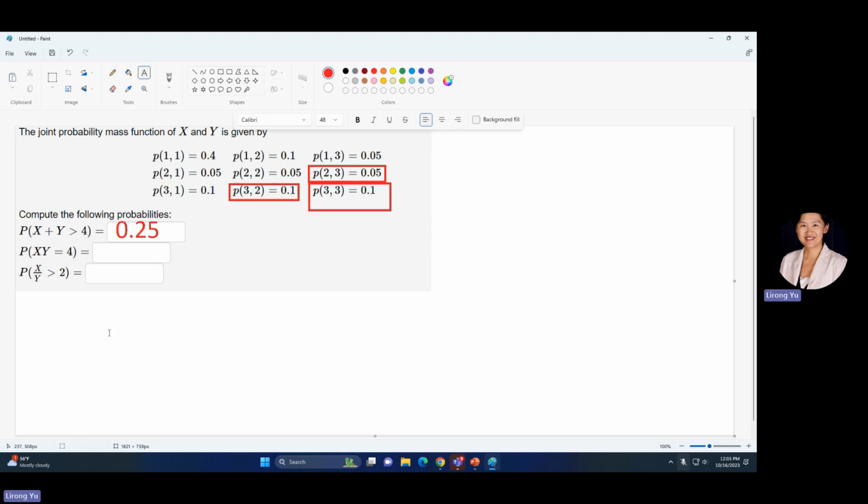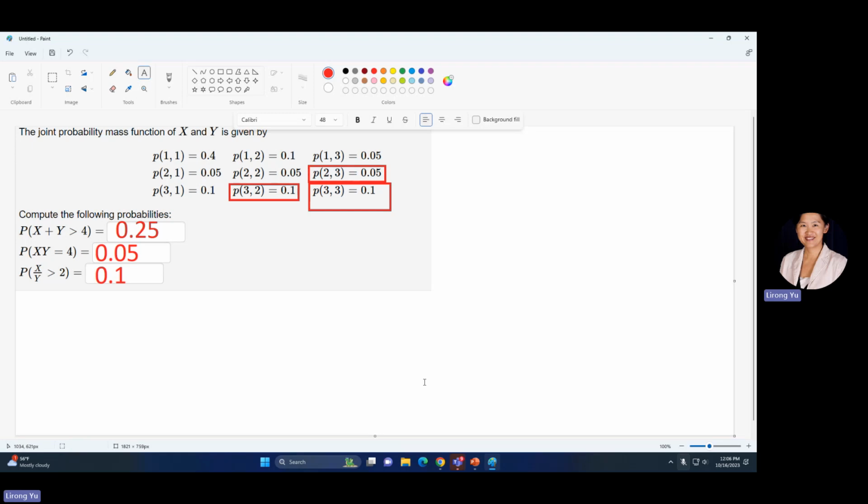Any question? All right, and the second question was, what is the probability x times y equals 4? I don't see any of them. There's only one, the middle one, (2, 2). Oh, right. So yeah, 2 times 2 equals 4. So the answer will be 0.05. All right, the last one is when x divided by y is bigger than 2. That means the first one is going to be much bigger than the second one. Just 3/1. That's the only one, right? So the answer will be 0.1.